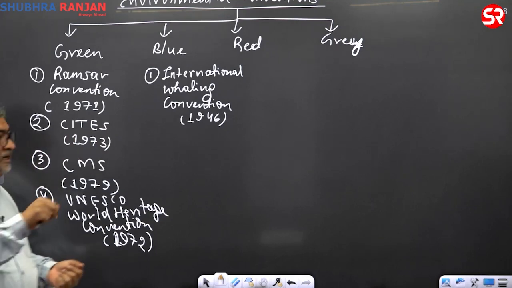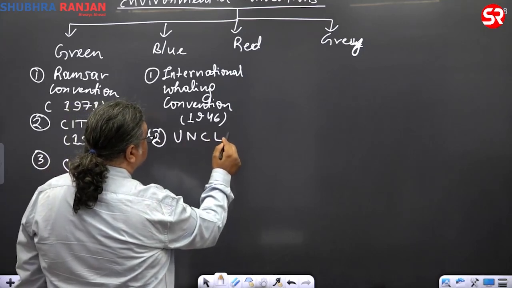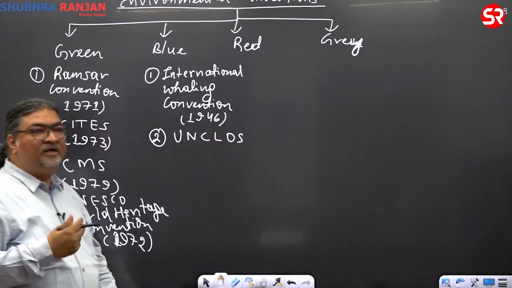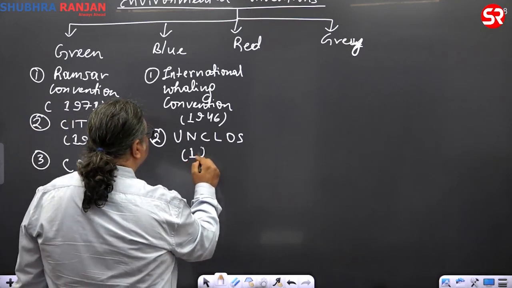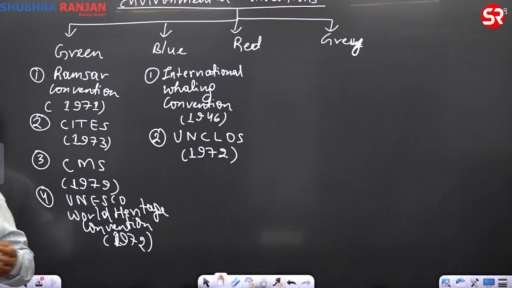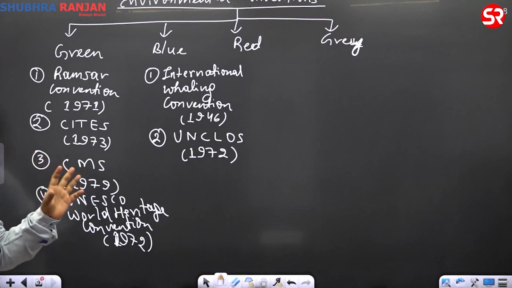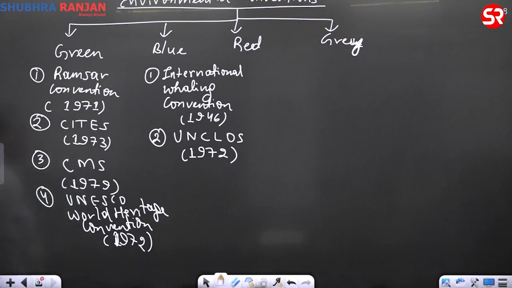Second comes UNCLOS, the United Nations Convention on Law of the Sea. When did UNCLOS come? 72. And you know that we have so many areas which come under this one. Again with blue, but connected with gray. I'm writing here only, connected with gray: the London Convention.